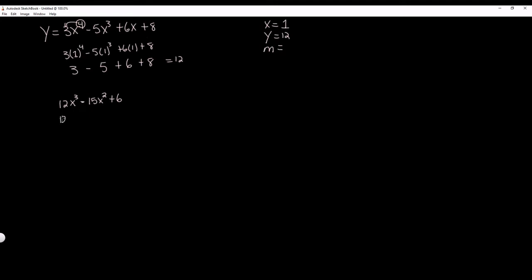So 12 times 1 cubed minus 15 times 1 squared plus 6. If we simplify this, 1 cubed is just 1, so 12 times 1 is 12, minus 1 squared is 1, times 15 is 15, plus 6. So 12 minus 15 is negative 3, plus 6 is positive 3. So this is equal to 3, and 3 is equal to our m, which is our slope.